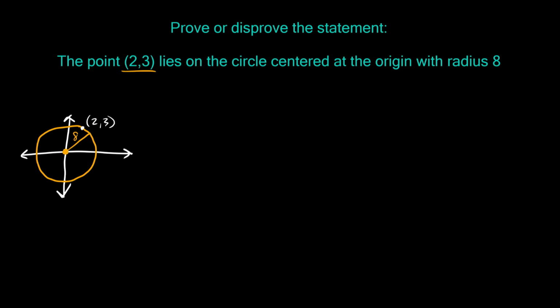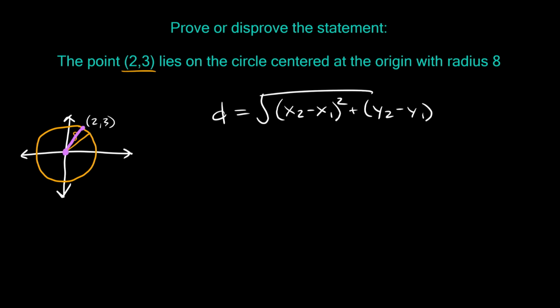How can we do that? Well, what is the distance from the origin, the center of the circle, to this point (2, 3)? Is it actually 8 or is it something else? To see what this distance is, let's use the distance formula. The distance between two points is equal to the square root of (x sub 2 minus x sub 1) squared plus (y sub 2 minus y sub 1) squared, all under the square root.